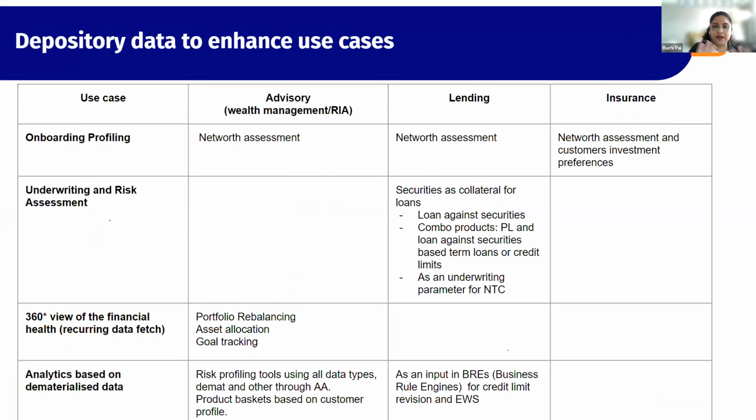Now, this is one snapshot of the use cases that we can think of, which we are seeing after various discussions, and we are seeing practical application in the various industries, or the use cases that can be created using depository data. So when it comes to onboarding, we've seen 3 major types of verticals that are using data from the account aggregator ecosystem today. One is, of course, advisory, which is wealth management and the RIA vertical. Then there is the lending side, which is the credit companies, say NBFCs and banks. And the third is the insurance vertical.